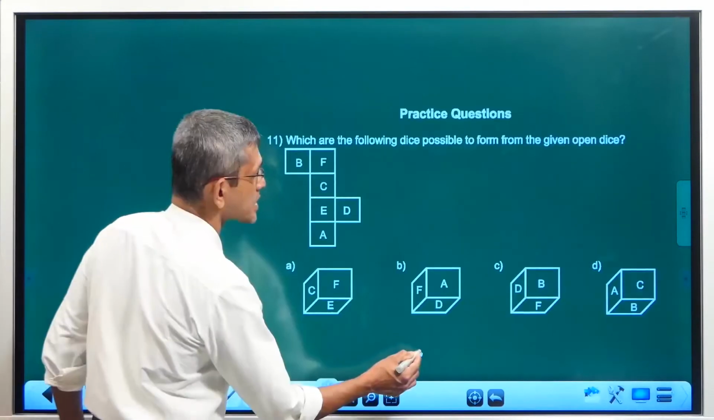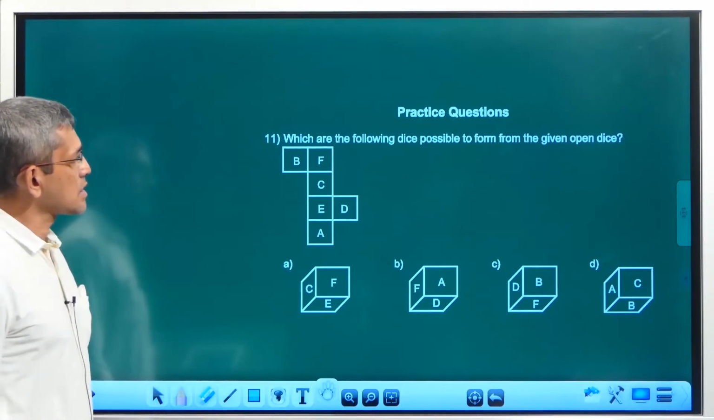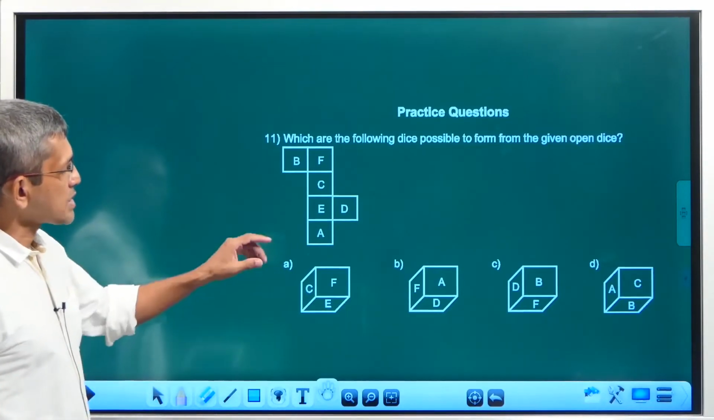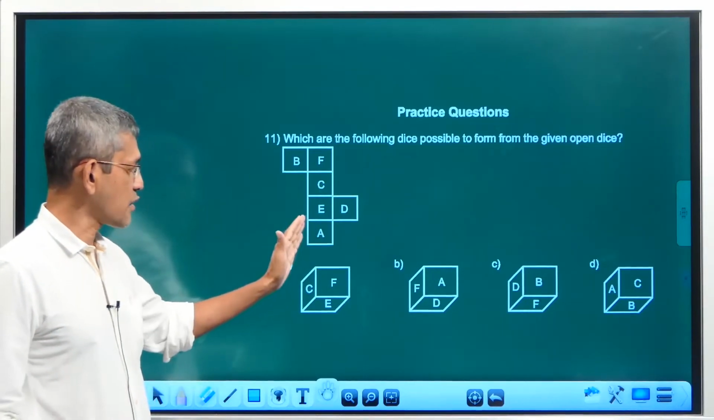11. Try this. Which of the following dice are possible to form from the given open dice? Given open dice is here. So this is the format we have, open dice.